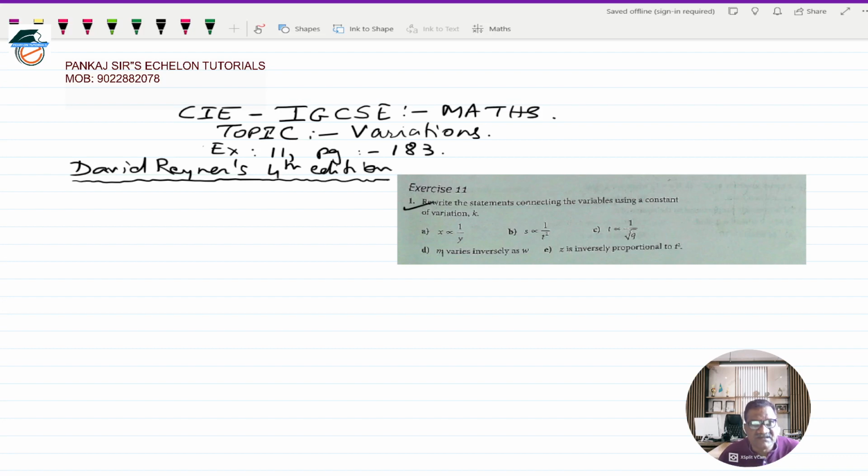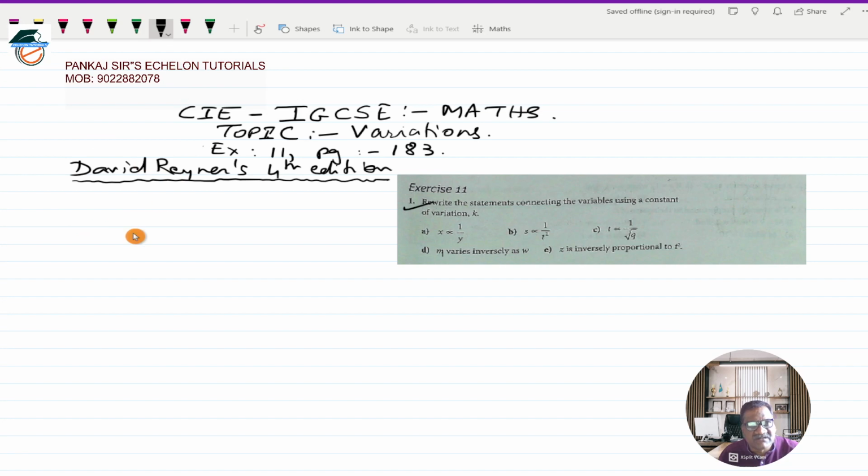Today's session is for CIE Cambridge IGCSE Mathematics, and the topic is variations. Today I'm going to start solving exercise 11, which is on page number 183. As you know, I'm using David Rayner's book, the fourth edition. So to get started, this is exercise 11. On the screen you can see question number 1, so let us get started with that.